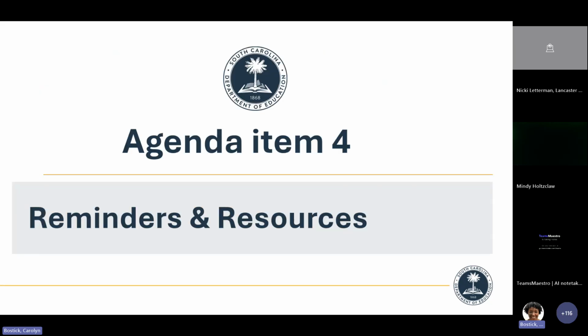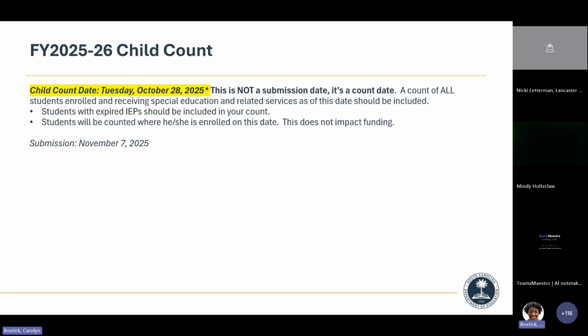A couple of reminders. The child count submission date, as of now, is November 7th. We're praying that all goes well now that that report is out there, and we certainly have a head start on it. The count date is October 28th. That means that every student in your district enrolled and receiving special education and related services should be included on your report, to include those students who also have expired IEPs. Okay, so those students should be on your report as well.